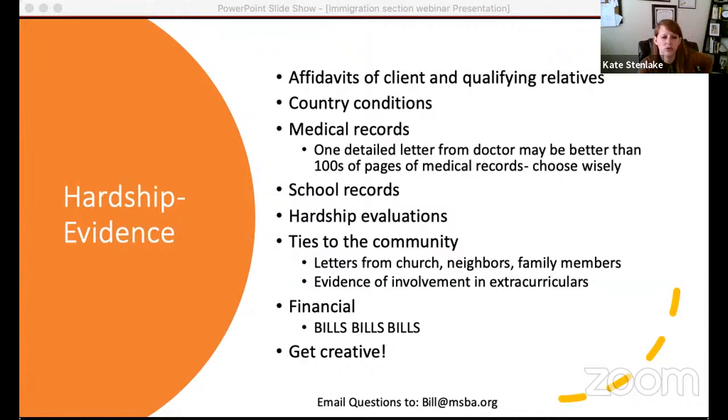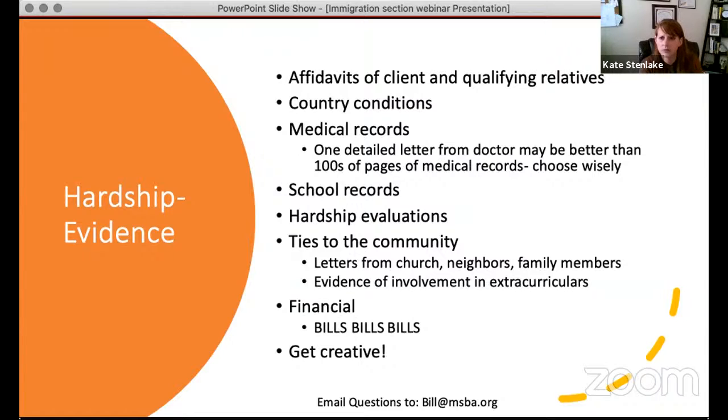You also want to provide school records, whether it's a spouse who's in college or minor children who are in school, showing that they are doing well in school and involved in extracurriculars, especially if you have country condition evidence to show that they would not be able to go to a comparable school in the home country. That'll help show hardship. But if you don't have proof the kids are in school, it doesn't matter how bad the schools are in the home country. Especially if the child has IEPs or disabilities, you'll want to show that, especially if that would not be available in the home country.